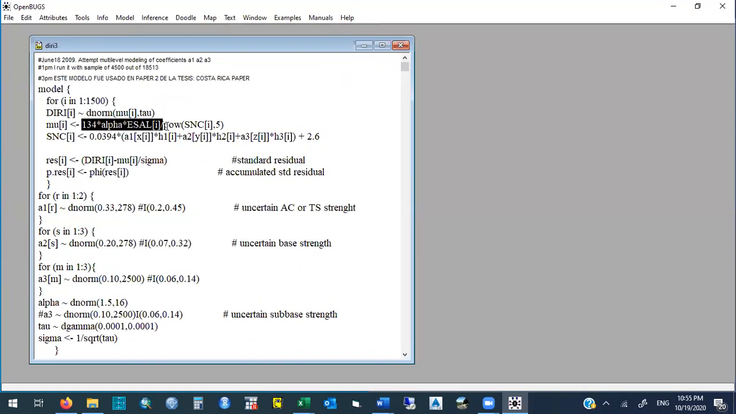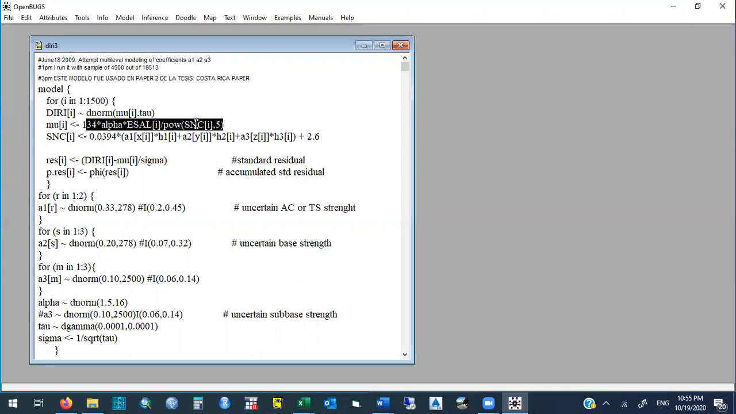See, I have here my ESALs divided by the structural number coefficient to the power of 5. So this type of relationship is created by experiments, but also by theory that explains it. Okay.